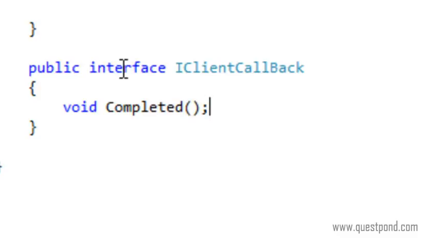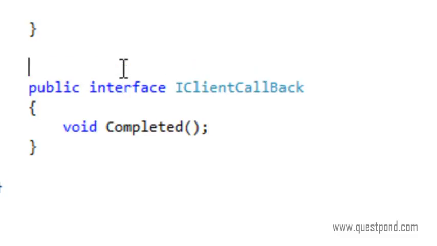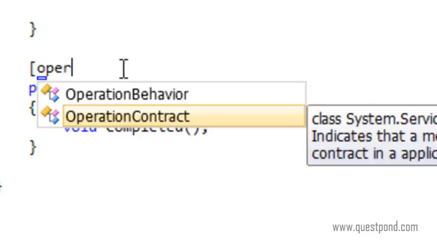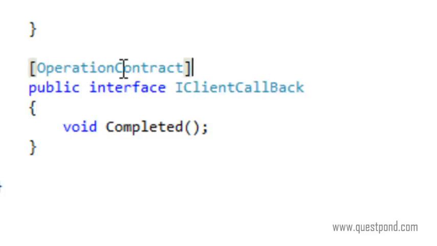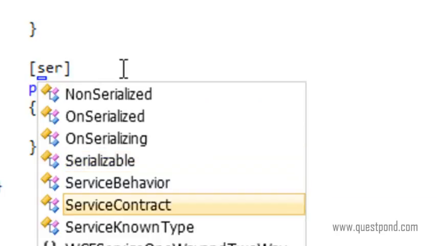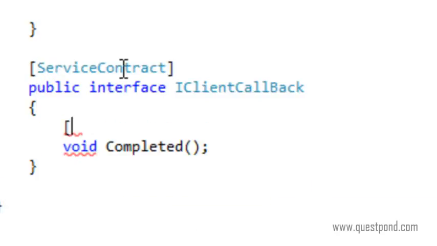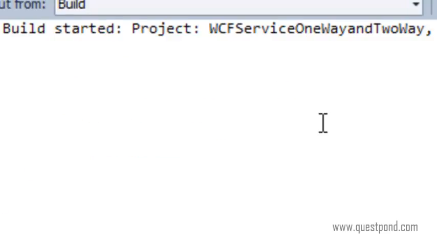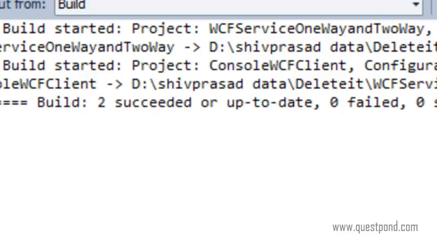And to consume this interface in the client, we have to ensure that it has been marked as a contract. So we'll say service contract, and operation contract for the method. Service contract, and here it is, operation contract. So there we are. Let's go and build this. Everything is successful there.